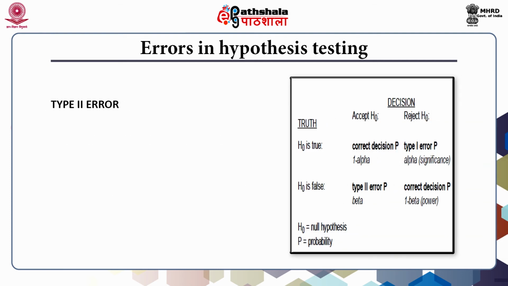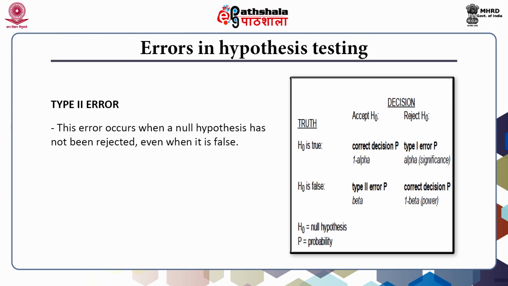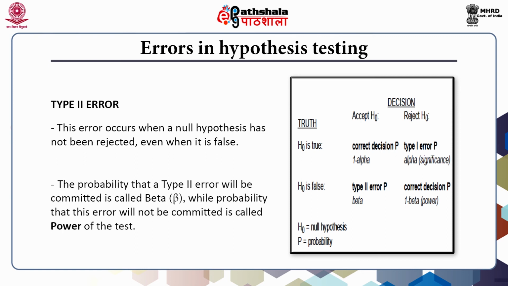Type 2 error. This error occurs when the null hypothesis has not been rejected even when it is false. The probability that a type 2 error will be committed is called beta, while the probability that this error will not be committed is called the power of the test.